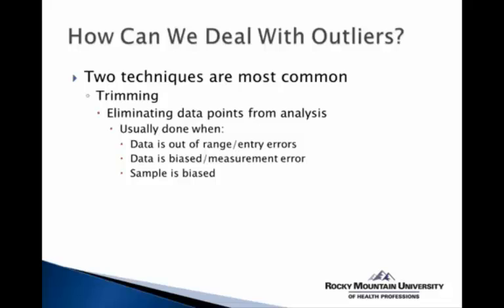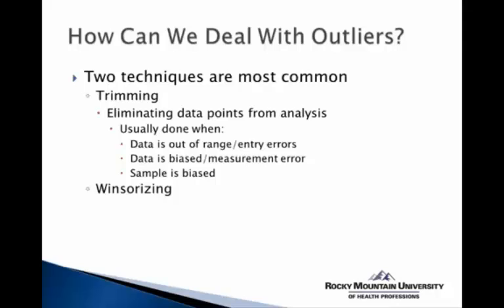So very often when we have these situations, like data that's out of range or missing, or there's entry errors of some kind, and we don't have the raw data available, we can't go back and fix those. If we have a situation in which data is biased or there's a measurement error, again, we typically cannot go back and re-evaluate or re-measure those subjects. And then lastly, when the sample is biased, we don't want to include those subjects in our sample because that would make the sample non-representative. And so when we have those kinds of situations, we basically eliminate those data points from the analysis. We throw those data points out. In other words, we trim them from the data set in order to eliminate those possible outliers.